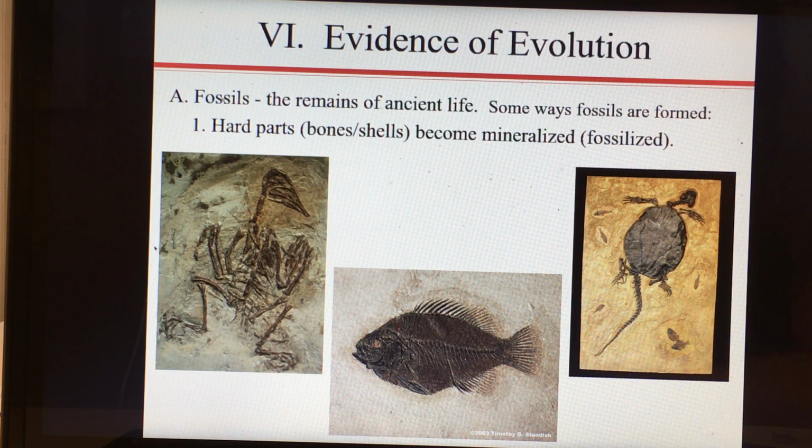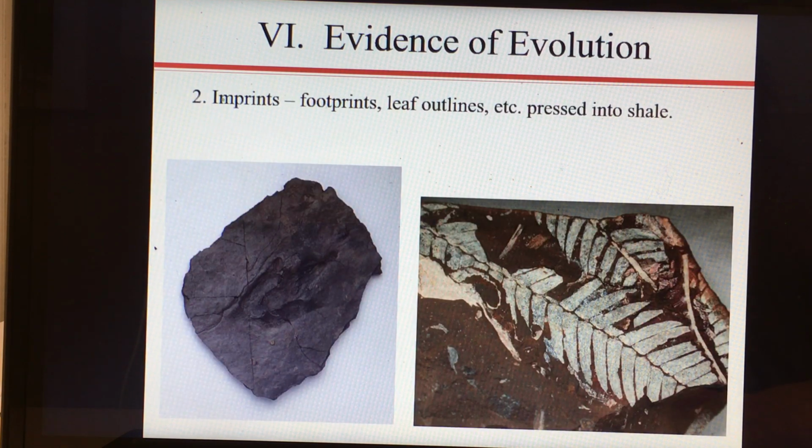So fossils are remains of ancient life, and sometimes they form in different layers of rock. Sometimes they're imprints, sometimes they're bones that have been replaced by minerals. But you have to have hard parts to become mineralized or fossilized. You don't see a lot of fossil jellyfish. So the hard parts like bones and shells typically become fossilized. You can end up with imprints.